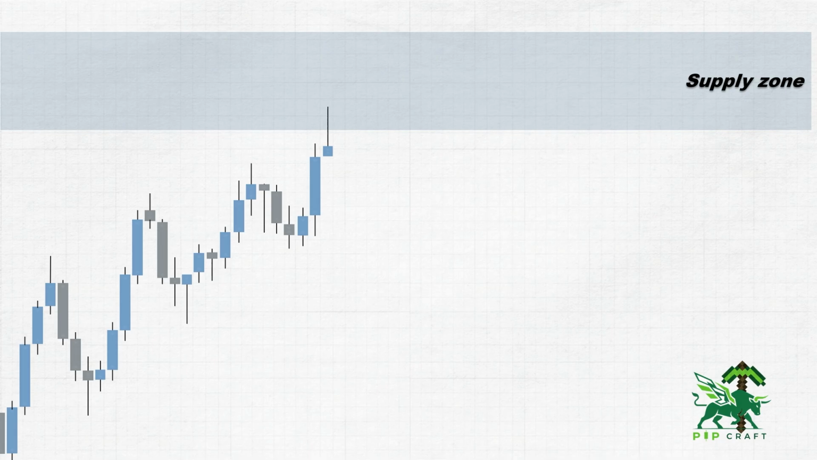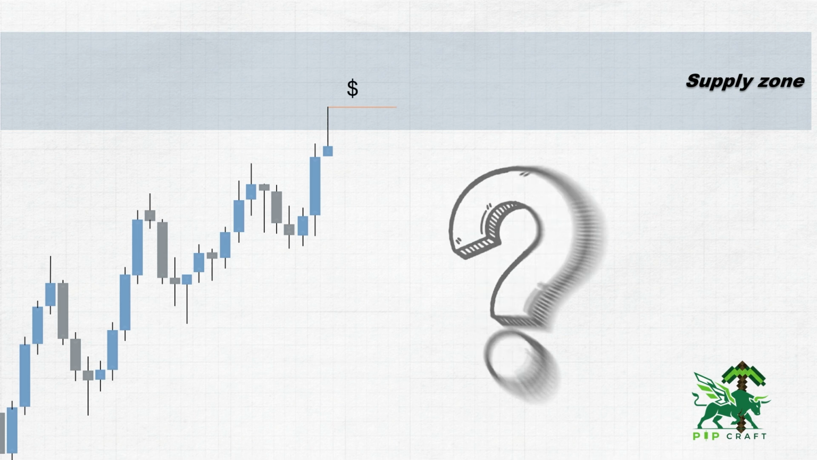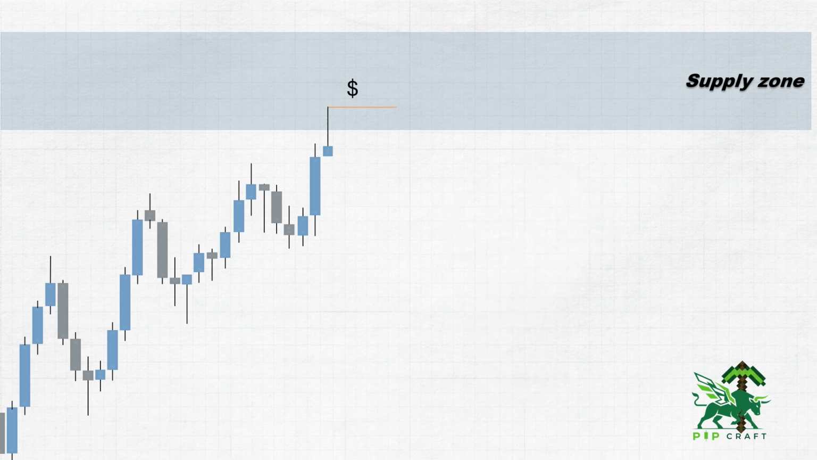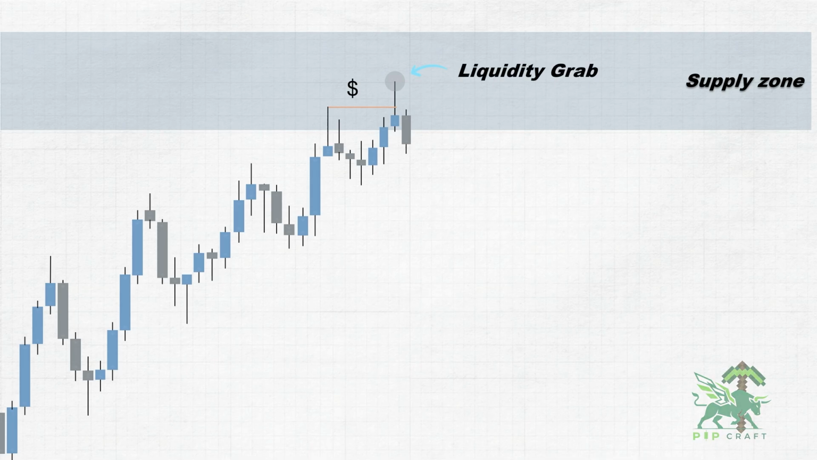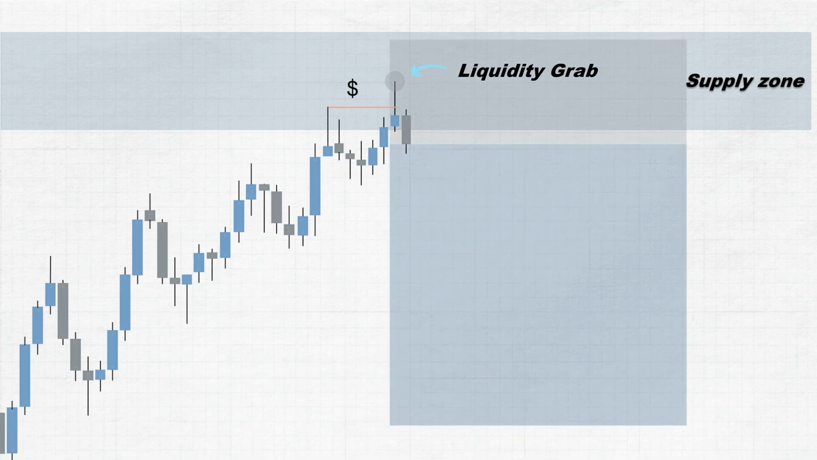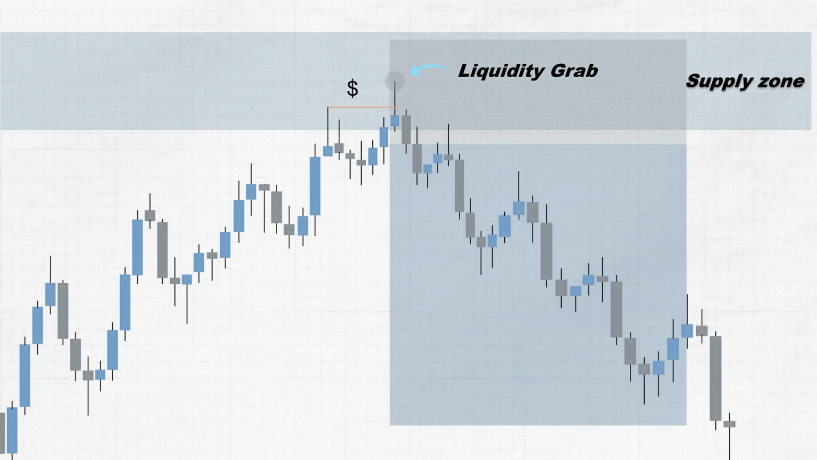So how do we enter the trade using this method? First, draw a line from the tip of the wick at the most recent swing. When price goes up, grabs liquidity and closes back inside the range, that becomes our entry signal to go short. Simply enter the trade, place your stop loss above the swing high, and target the next important level ahead of price. But always remember, patience and context are key.